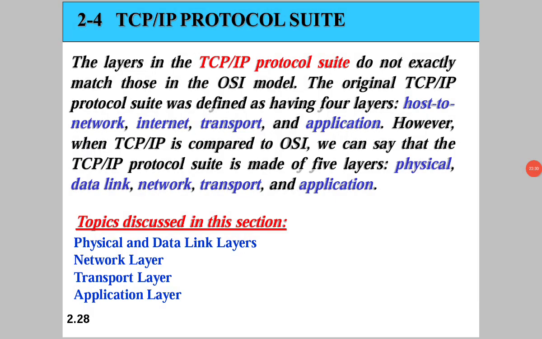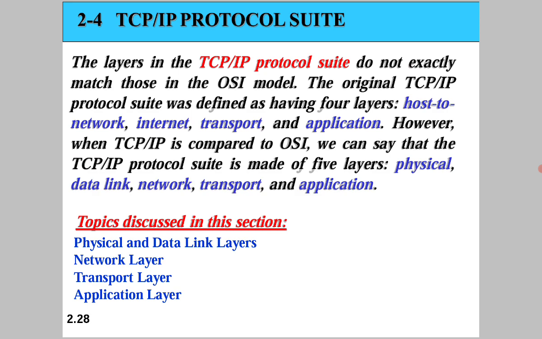First model is the OSI reference model, and the second model is the TCP/IP model. The layers in the TCP/IP suite do not exactly match those in the OSI model. The original TCP/IP protocol suite was defined as having four layers: host to host network, internet, transport, and application. So host to host network, internet layer, transport layer, and application layer.